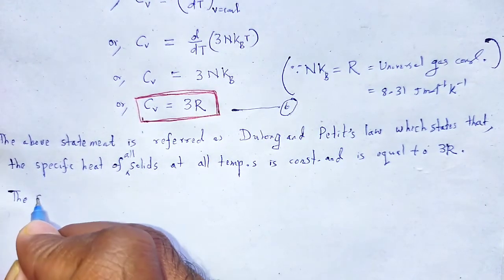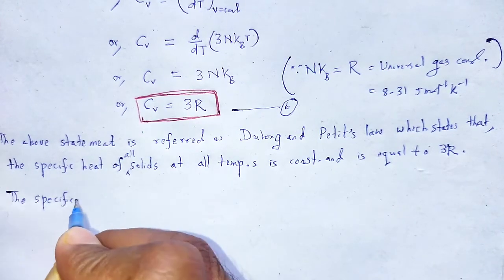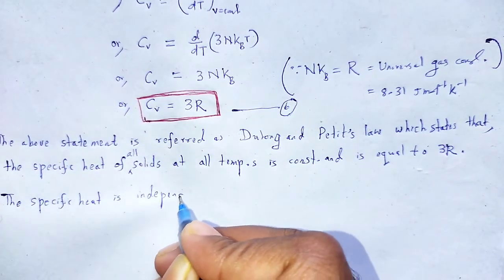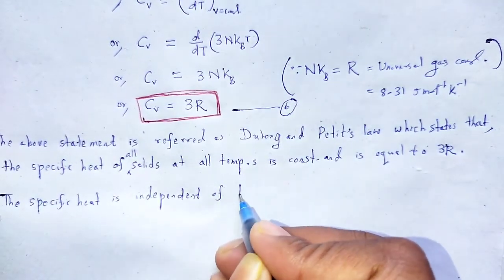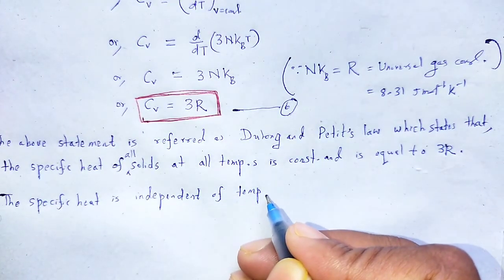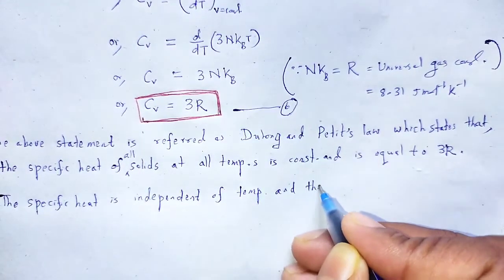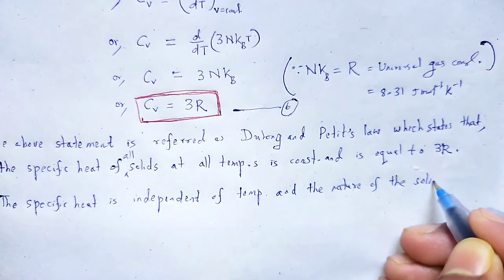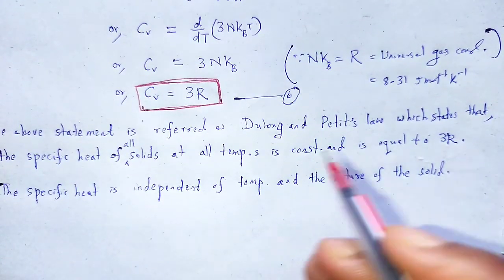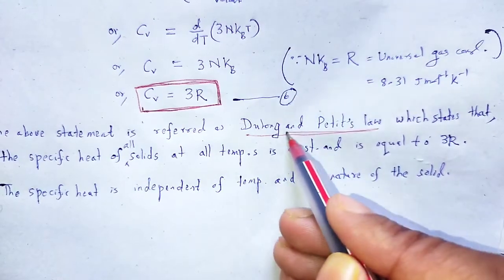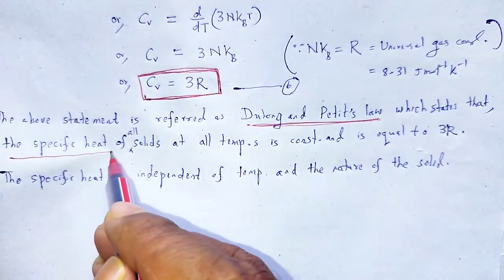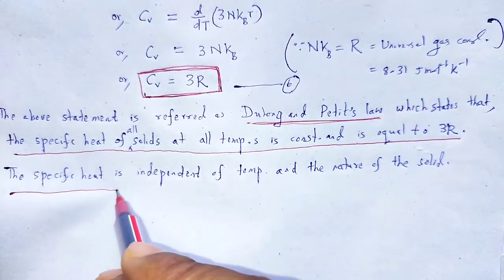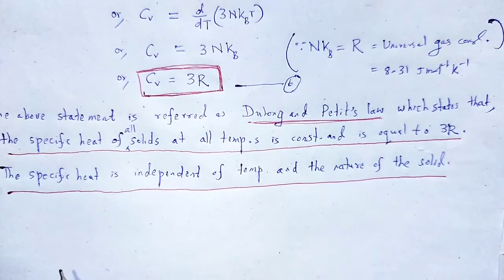The specific heat is independent of temperature and the nature of the solid. So according to Dulong and Petit's, the specific heat of all solids at all temperatures is constant and is equal to 3R. The specific heat is independent of temperature and nature of the solid.